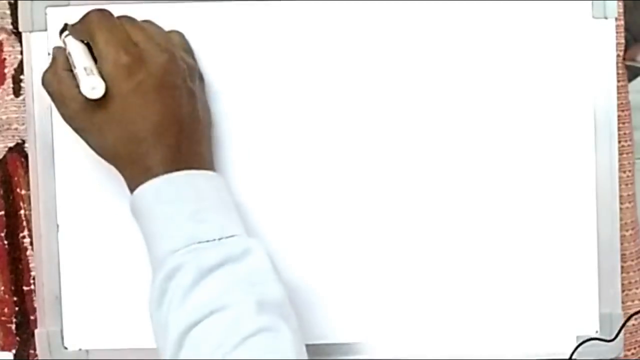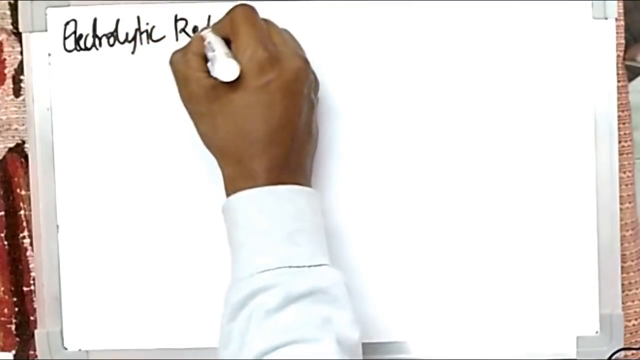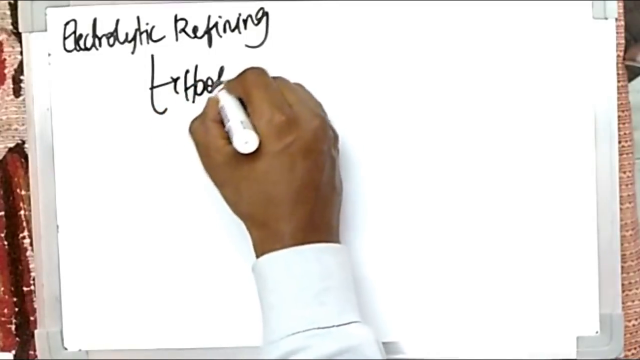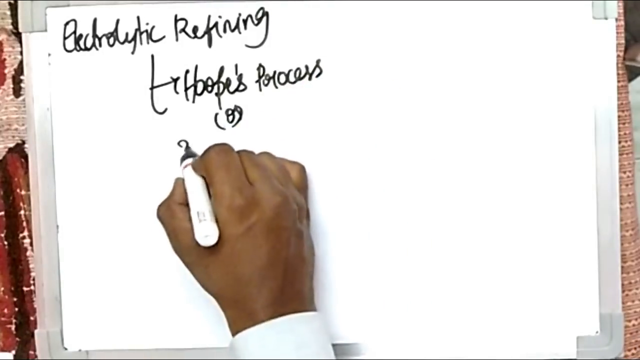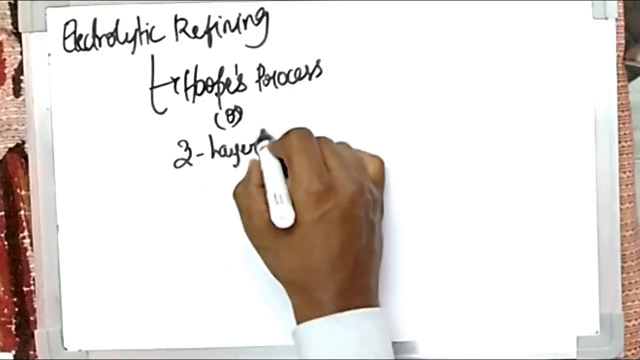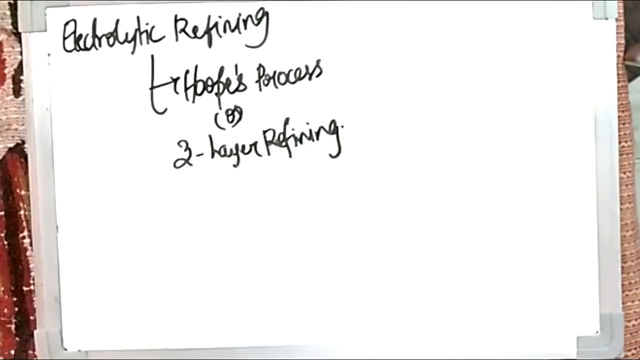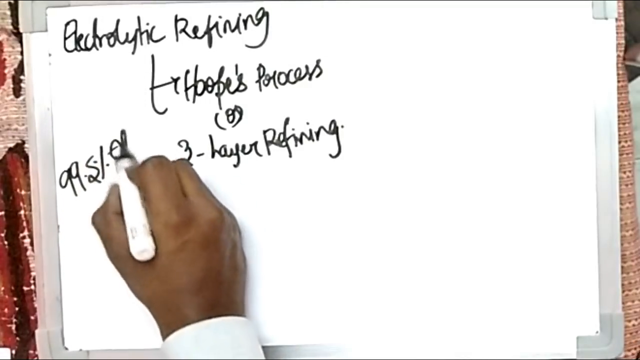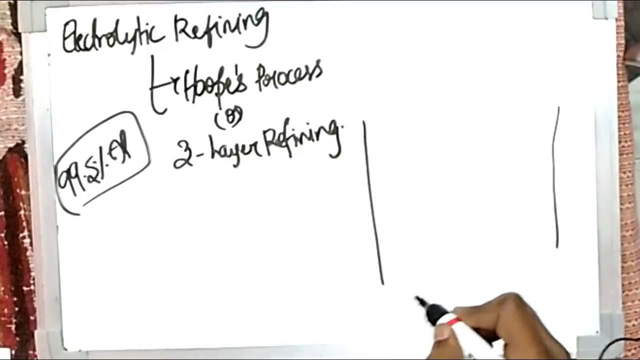Okay, so it is an electrolytic refining, and it has the name Hoope's process, also known as the three-layer refining process. Here, this 99.5 percent pure aluminum is taken, and here also there will be a cell.